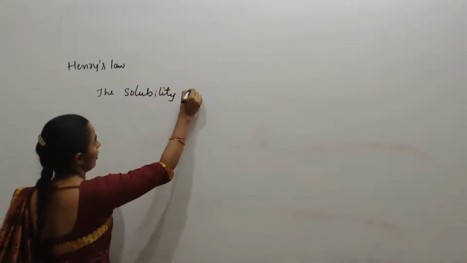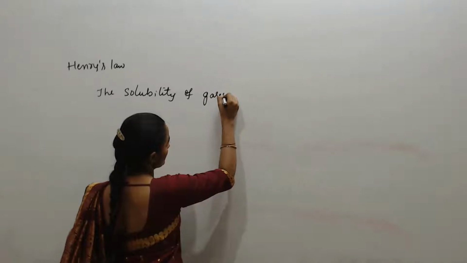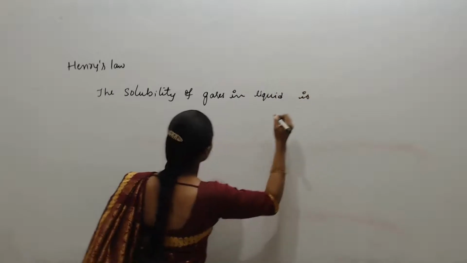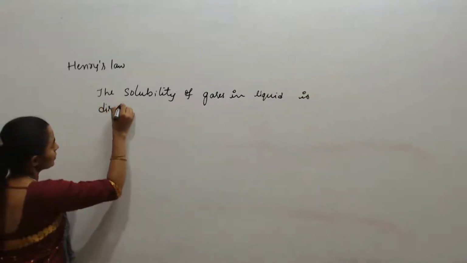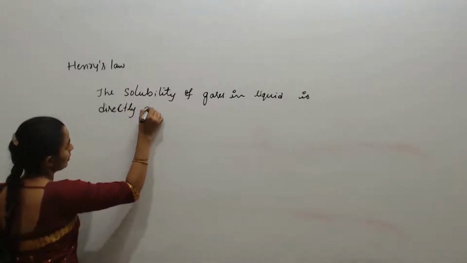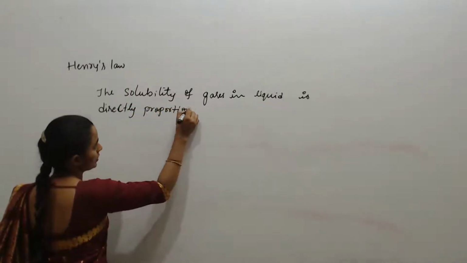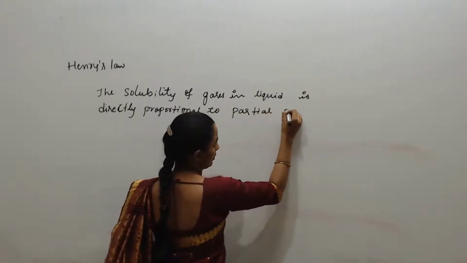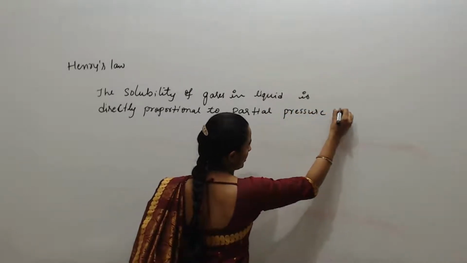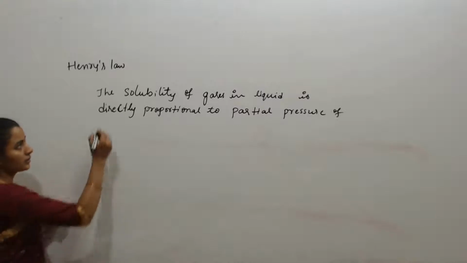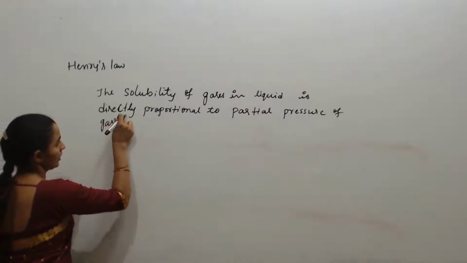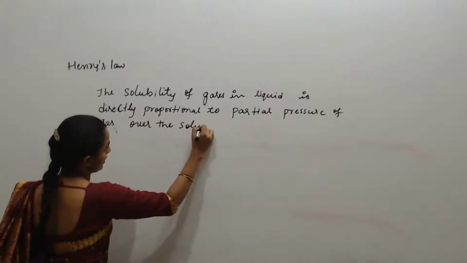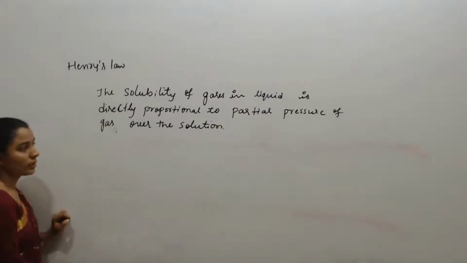solubility of gases in liquid is directly proportional to partial pressure of gas over the solution or gases on the surface of the solution.